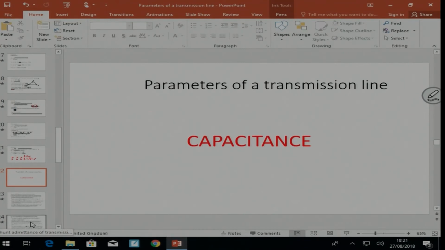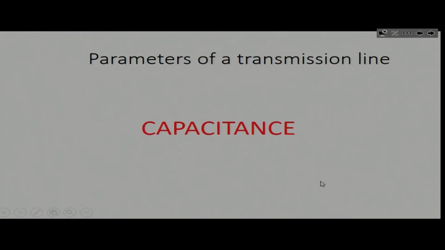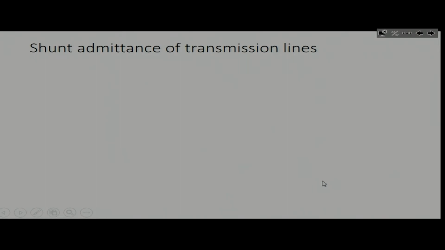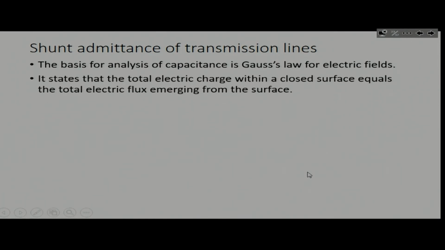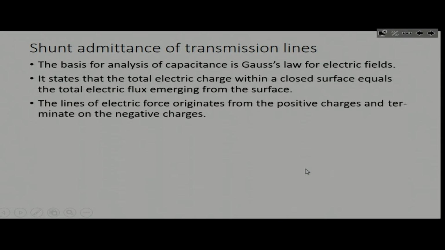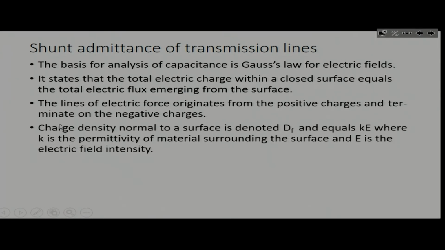Then the next parameter that we are going to have a look at is capacitance. Now, shunt admittance of a transmission line. The basis for analysis of capacitance is Gauss' law for electric fields. It states that the total electric charge within a closed surface equals the total electric flux emerging from that surface. The lines of electric force originate from the positive charges and terminate on the negative charges.